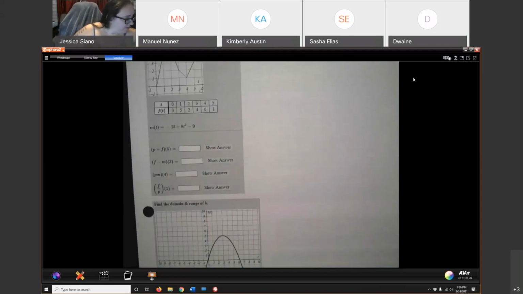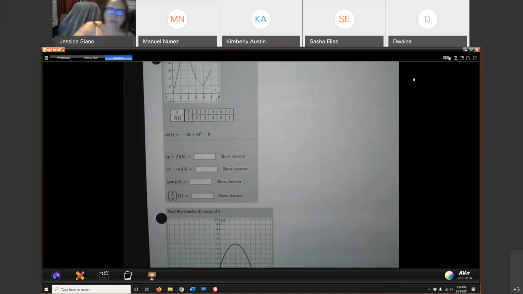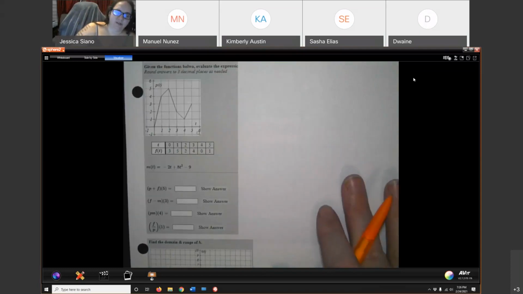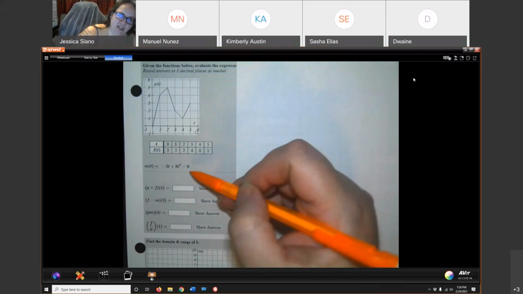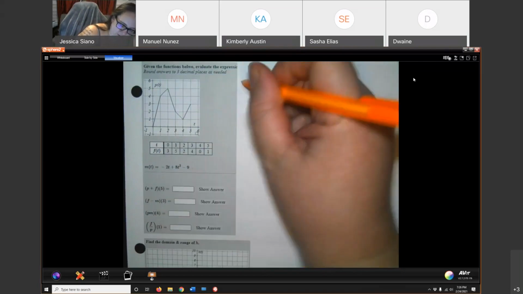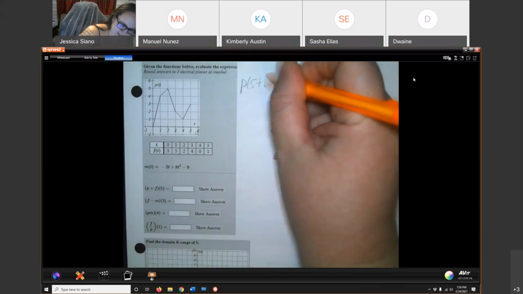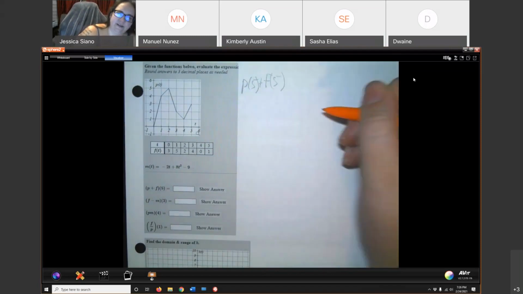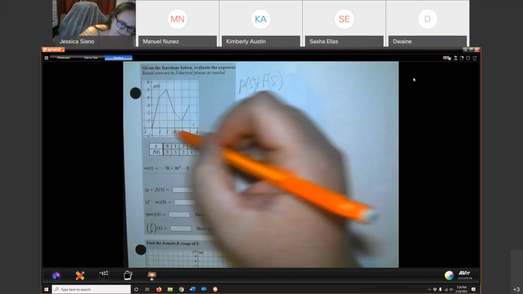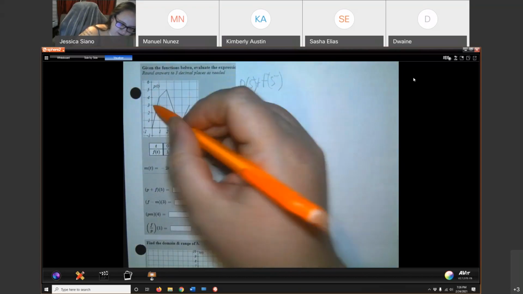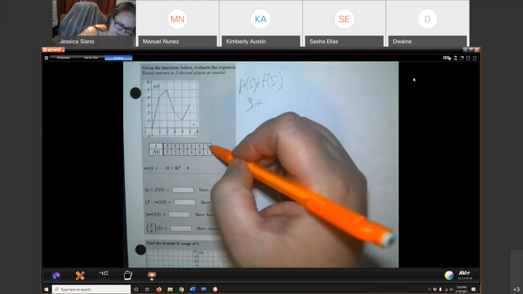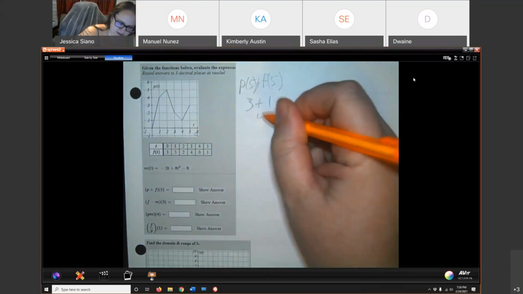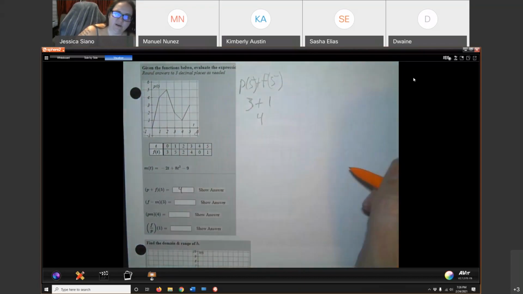Now, here, we're going to do some operations with functions. So if we have P here is the graph, F is the table, and M is this equation. So if I want to do P of 5 plus F of 5, well, here on the graph, P of 5 is 3. And F of 5 is 1. So 3 plus 1 is 4.